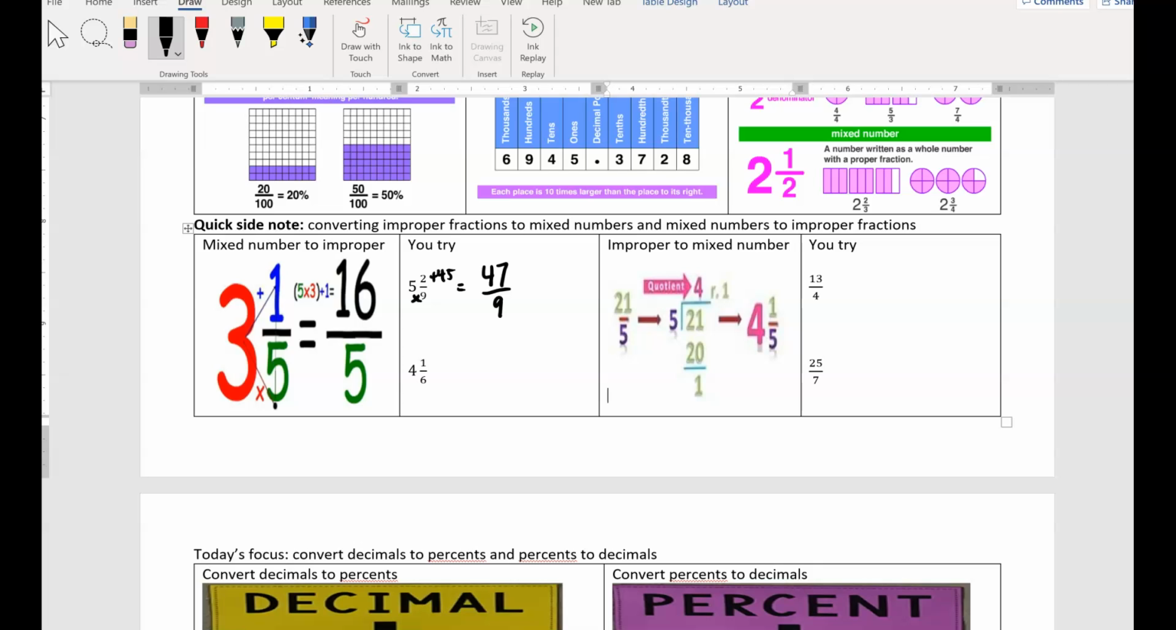Now to do improper to mixed, that's where we have a numerator greater than our denominator. We're going to do some division. So we're going to keep the denominator on the outside of our divisor. We'll put the numerator on the inside and see how many times it goes in. That's our whole number. Whatever's left over, that's our new numerator. And again, same thing with the mixed numbers, we just keep the denominator. So for instance here, how many times does 4 go into 13? Well, 4 goes into 13 without going over 3 times. That gives me 12. There's 1 left over, so this is my new whole number, 3. 1 left over is my new numerator, 1, and I keep my denominator of 4. Right? You try 25 over 7.